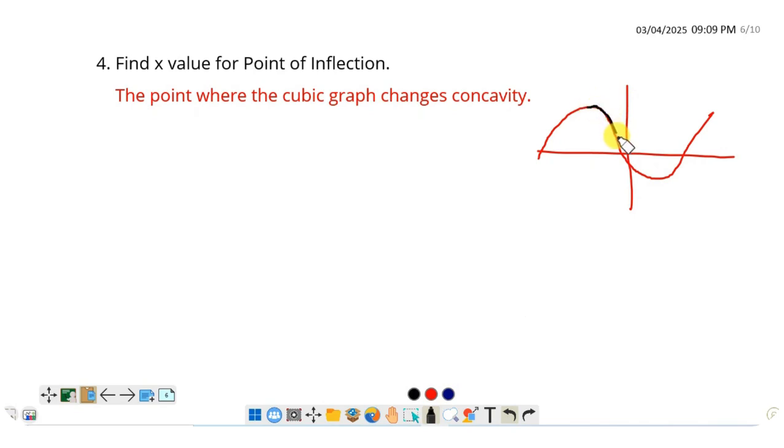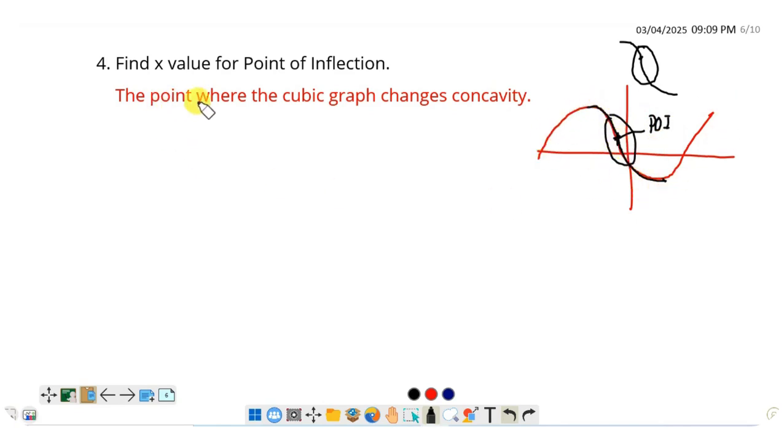So here, see, there's a change in concavity. It curves inwards, and from there it changes, it curves outward. So we know what that point is? The point where the graph changes from concave down to concave up. That point there where the graph changes is what we call the point of inflection. The point where the graph changes concavity.